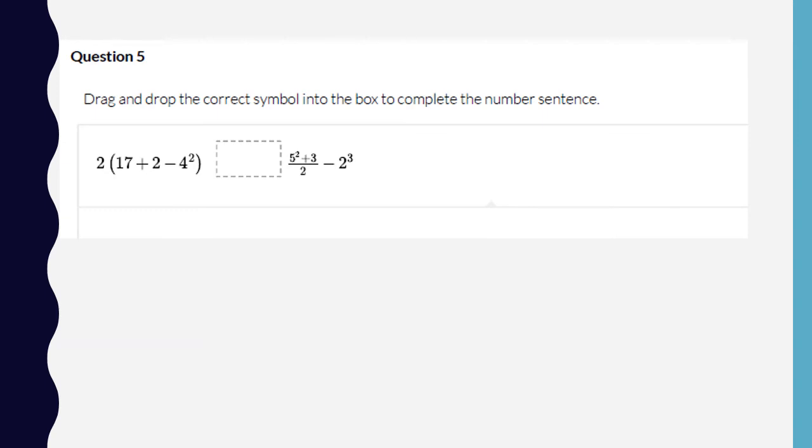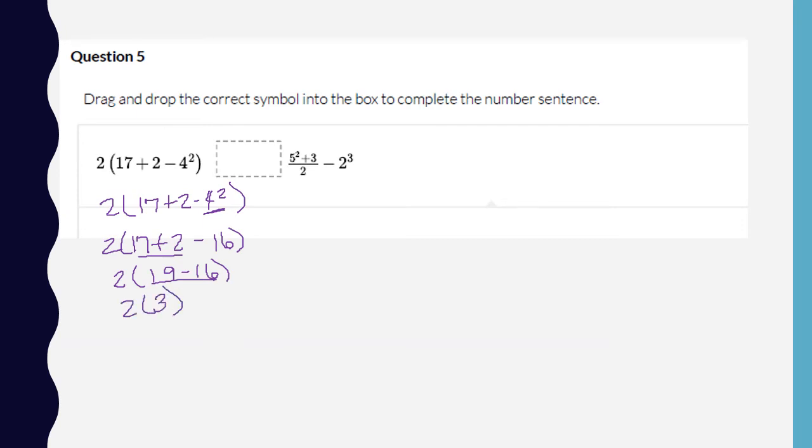Okay, let's look at this one. We've got this big ugly thing, don't we? Okay, so we're just going to start over here on the left. So I'm going to look inside my parentheses, and I'm going to do my exponents first. So I'm going to rewrite everything else. 4 squared is 16. Now I'm going to look inside my parentheses. I'm going to do addition and subtraction left to right. So I'm going to do 17 plus 2. That's 19. And then now I'm going to do the last part of my parentheses and get 3. 2 times 3 is 6. So I'm done on that left one.